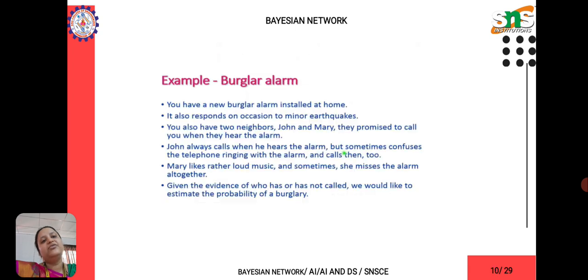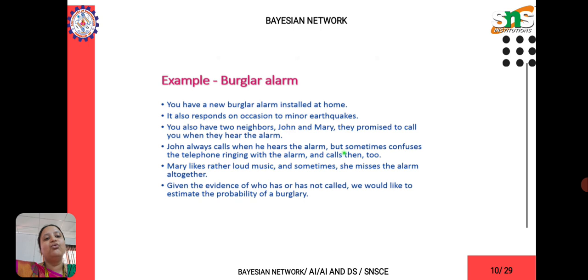The next example is the burglary alarm, which we have already seen in the previous video. In this you have a new burglary alarm installed at home. It also responds on occasion to minor earthquakes. You have two neighbors, John and Mary. They promise to call you when they hear the alarm. John always calls when he hears the alarm, but Mary likes rather loud music and sometimes misses the alarm.